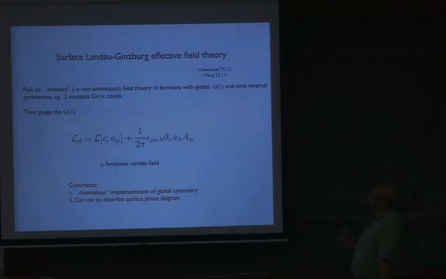So we'll pick some ordinary theory of fermions with global U1 and time reversal, and couple it to a U1 gauge field. So it's really the same Lagrangian as in the dual description of 2D bosons, except that the vortex field we now declare is a fermionic field. And I'll explain this comment in the next slide, that this theory has an anomalous implementation of the global symmetry, the physical global symmetry. I'll explain this in the next few slides. After that we can use it to describe a surface phase diagram. We can think of this as a Ginzburg-Landau theory for the surface of this 3D putative topological insulator.